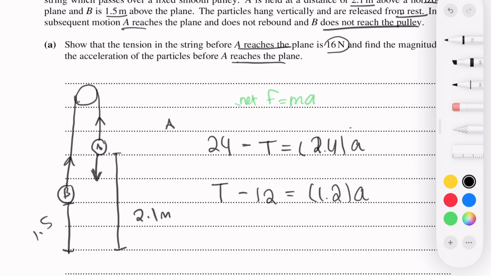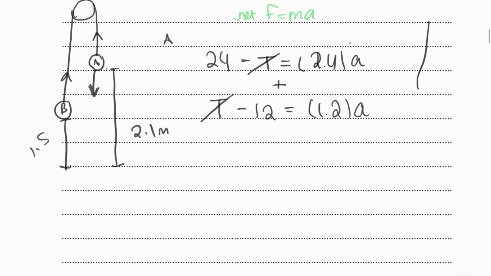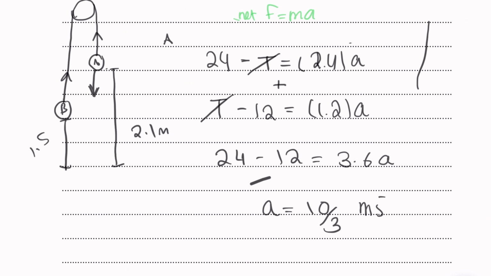We have two equations in terms of tension and acceleration. We can solve them together as simultaneous equations in order to find the values of acceleration and tension, which are exactly what he wants. If I add these two equations together, I will be able to eliminate tension because it's negative and positive in the two equations, and so they cancel out. Now 24 minus 12 will equal 3.6 times acceleration. 24 minus 12 is 12. 12 divided by 3.6 is 10 over 3. So acceleration is 10 over 3 meters per second squared.